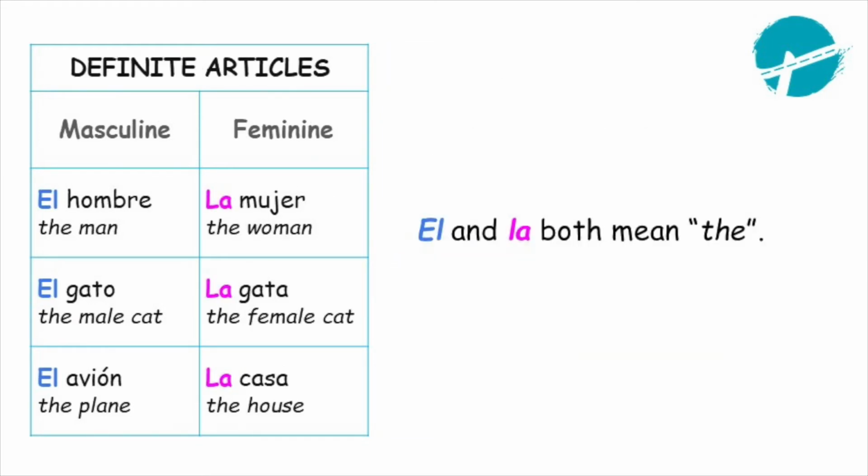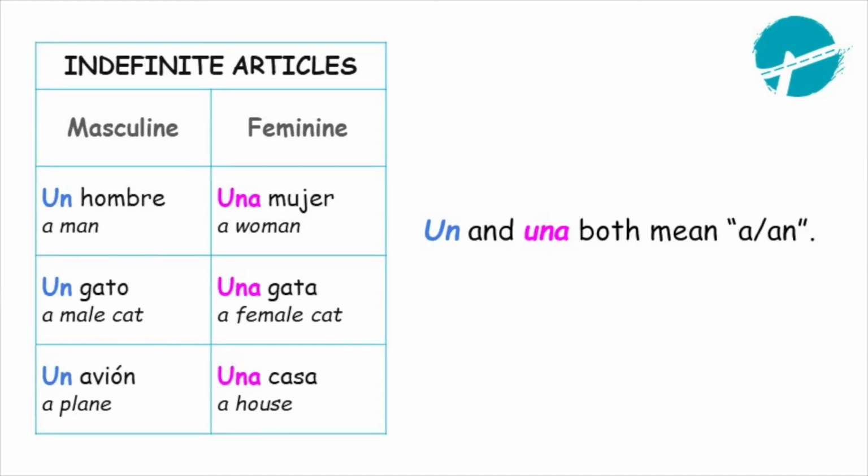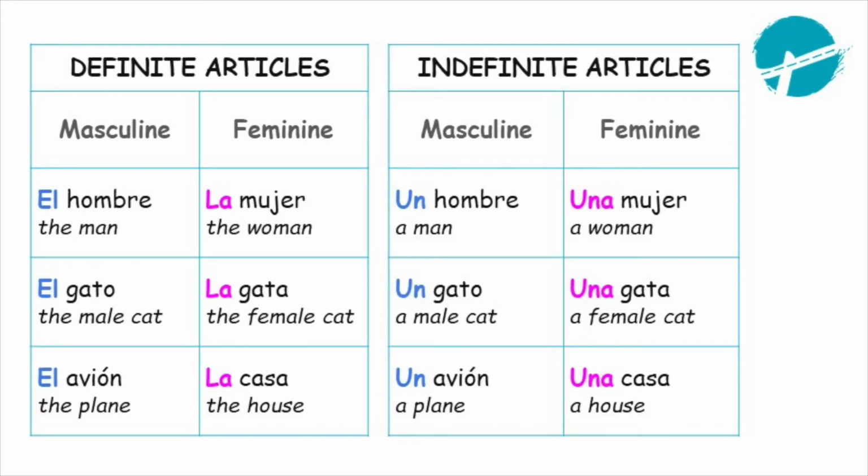First, the definite articles. For masculine singular we use el, and for feminine singular we use la. Second, the indefinite articles. Un and una. Of course there are a few exceptions, but don't worry about them for now. More than 99% of the time, el and un are masculine, and la and una are feminine.